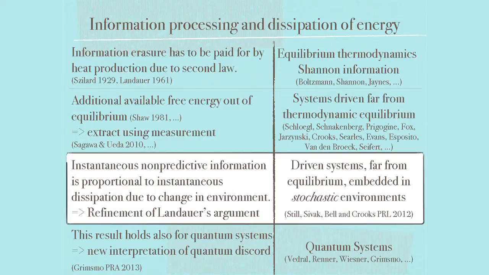However, like I said, the systems that I want to study are not only far from equilibrium, but they're also embedded in stochastic environments, and this is not part of the setup. So I need to go one step further, and then when I look at efficiency arguments and thermodynamic efficiency in these systems, I find that the instantaneous dissipation due to some change in an environment is basically proportional to instantaneous non-predictive information. I'm going to try and elaborate a bit on this point in this talk. This also gives me, as a corollary, a refinement of Landauer's argument. And the nice thing is that the main result carries over to quantum systems and allows for a new interpretation of quantum discord.